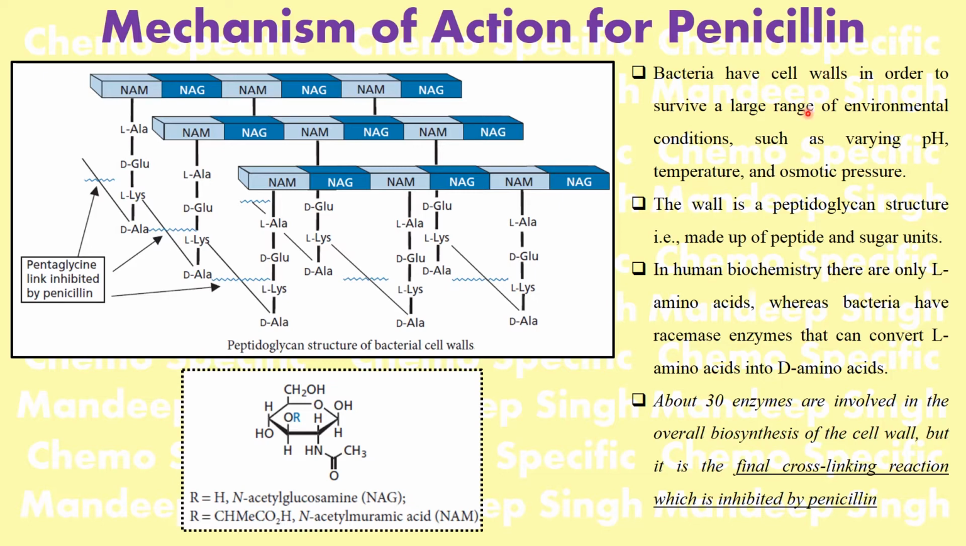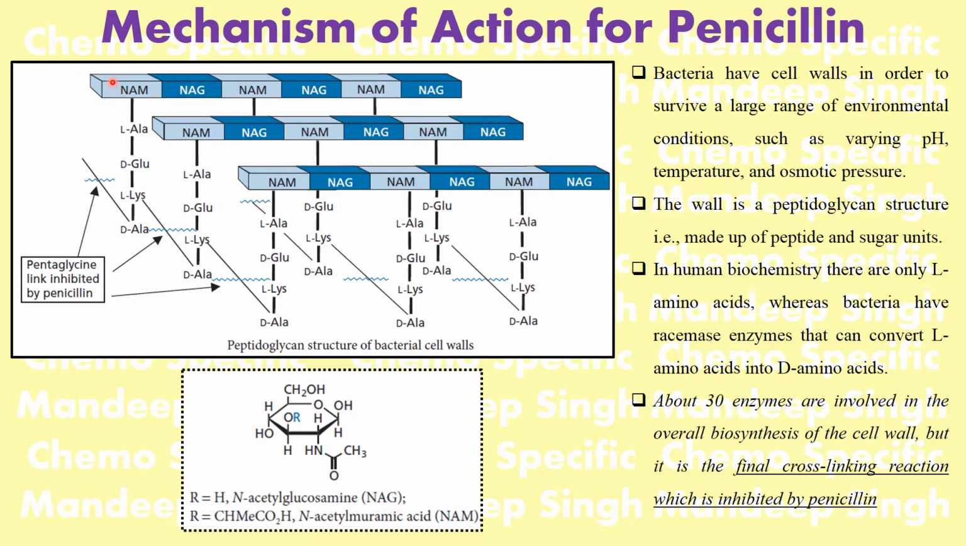First of all, we have already discussed in the last lecture on antibacterial agents that bacteria have a cell wall. And why do they need a cell wall? Because they need to survive in harsh environments where there could be changes in pH, temperature and osmotic pressure. Now, this bacterial cell wall is made up of peptidoglycan. As the name suggests, if we divide it in half, this is peptide, this is glycan, meaning sugar. The sugars we are talking about here are N-acetylglucosamine and N-acetylmuramic acid. So this is NAG, NAM.